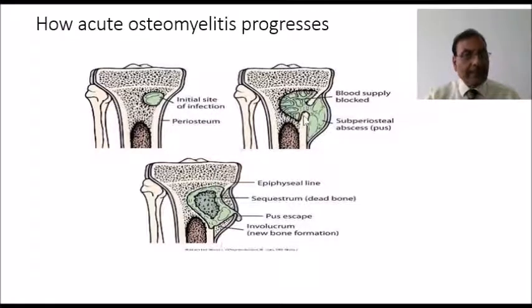And once the periosteum is elevated, it starts forming new bone. So this is subperiosteal abscess, this is involucrum, and there is a hole in the involucrum which is called cloaca, and the pus escapes through it to present subcutaneously. And the initial infection of the bone, this part is now dead. This dead part of the bone is called sequestrum.